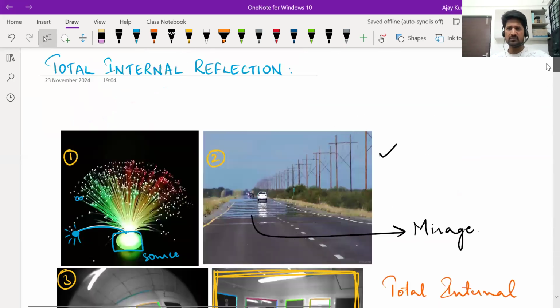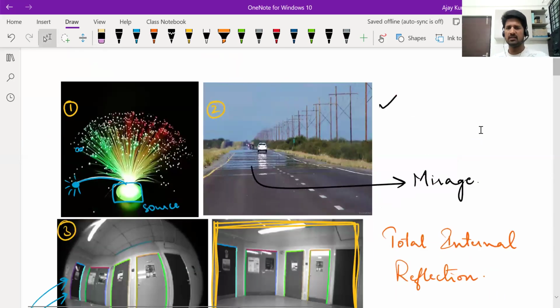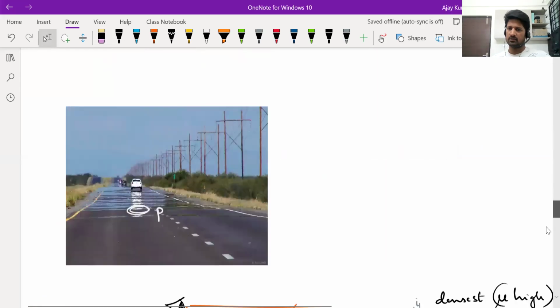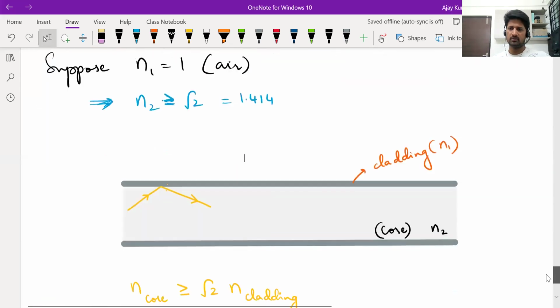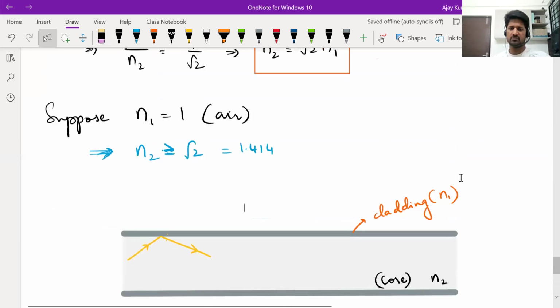So this is what total internal reflection is, how we make use of it, and how some things in nature happen because of it. Next class we will discuss refraction of light by a prism.